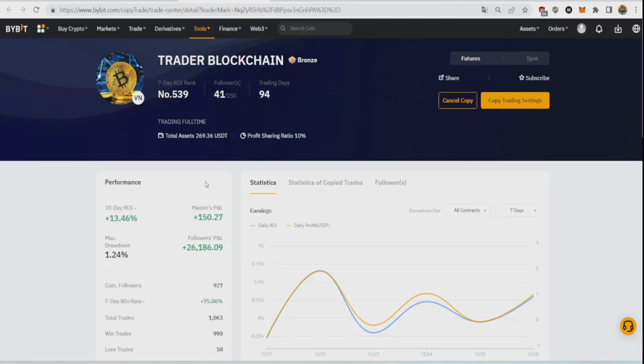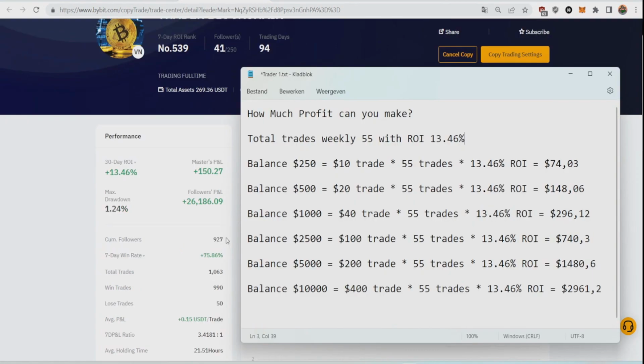So once you're finally copying a master trader, the next question is, how much profit can you actually make with copy trading? So I'm gonna give you real examples on how much money you can actually make. No bullshitting around with like you can make it with $100, $10,000. No, guys, real examples. So the first thing we notice is 13.46% return of investment. That's what we're counting here, guys.